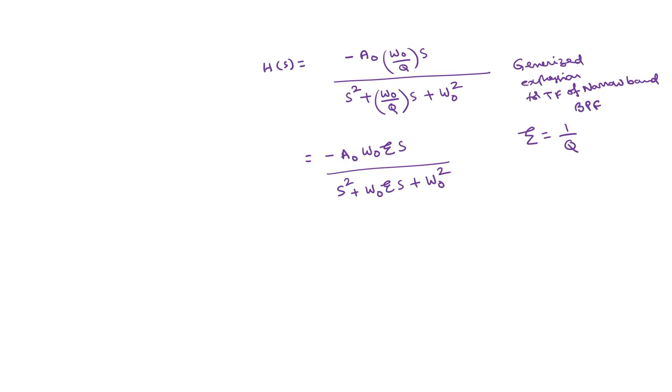Similarly, we can derive wide band pass filter. Means Q is less than 10. For narrow band, Q is greater than 10. So the design of wide band pass filter is relatively easy when compared with the narrow band pass filter. A wide band pass filter can be obtained by cascading a low pass filter with high pass filter.